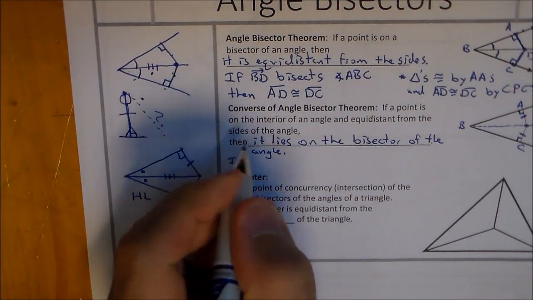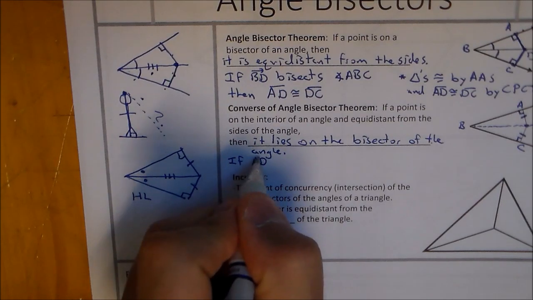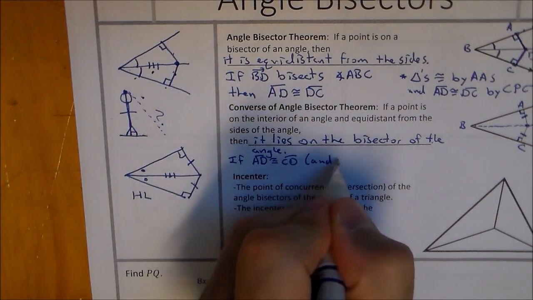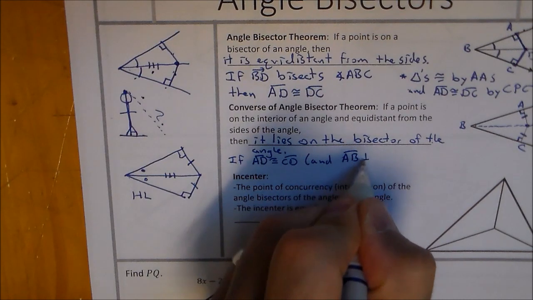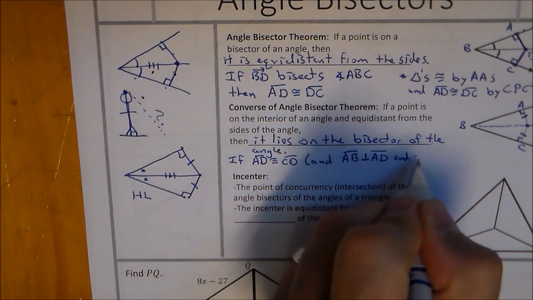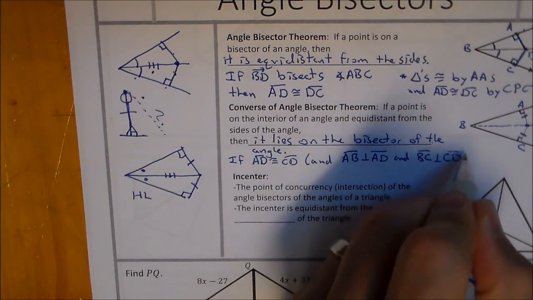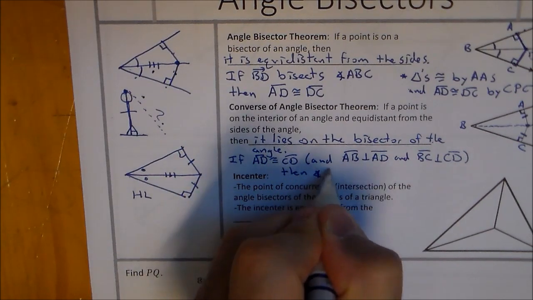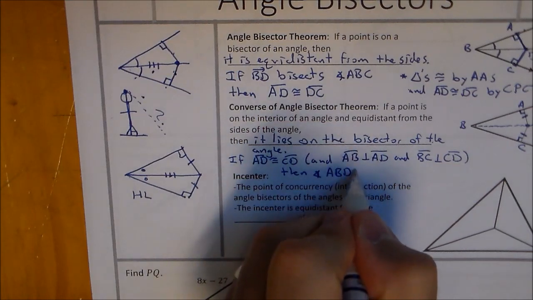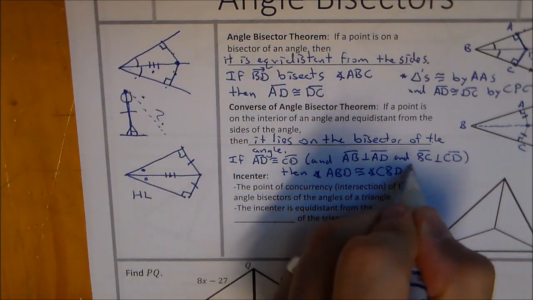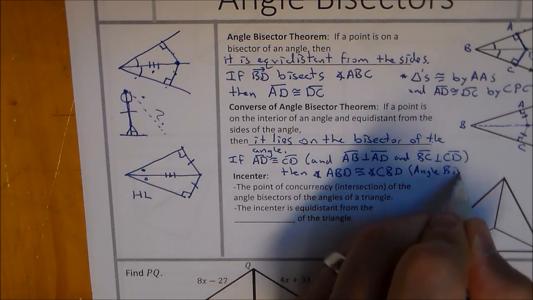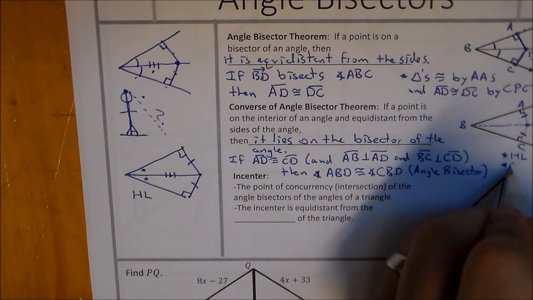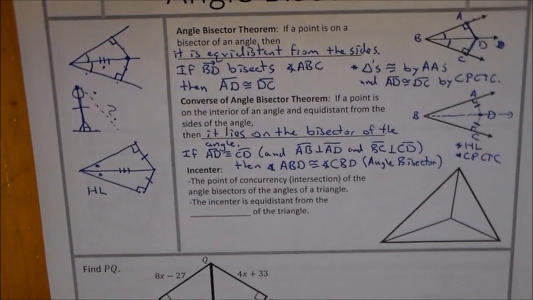If AD is congruent to CD, and of course that means that AB is perpendicular to AD, and BC is perpendicular to CD, because that's what we get from the distance, then we know that angle ABD is congruent to angle CBD, which makes it an angle bisector. What we used here is HL to get congruent triangles and CPCTC to get the angles to be congruent.